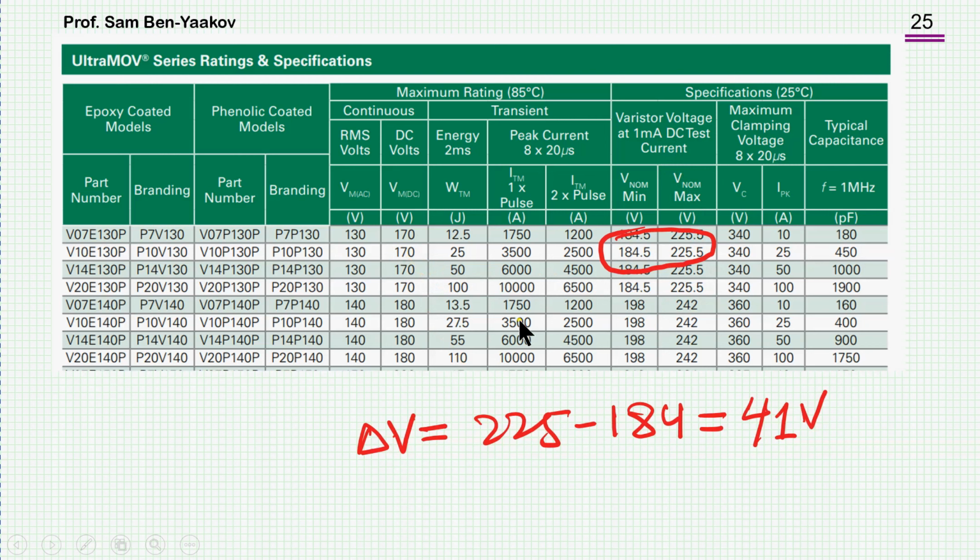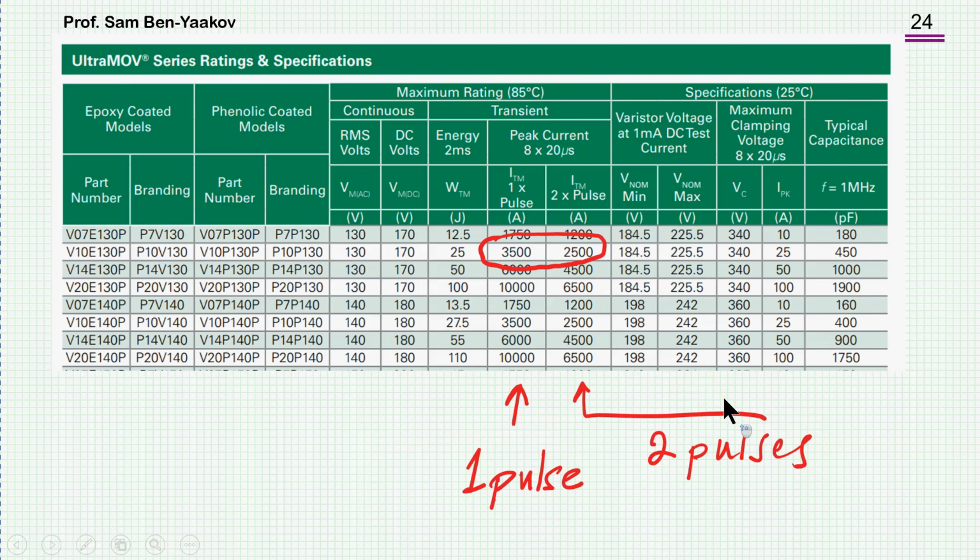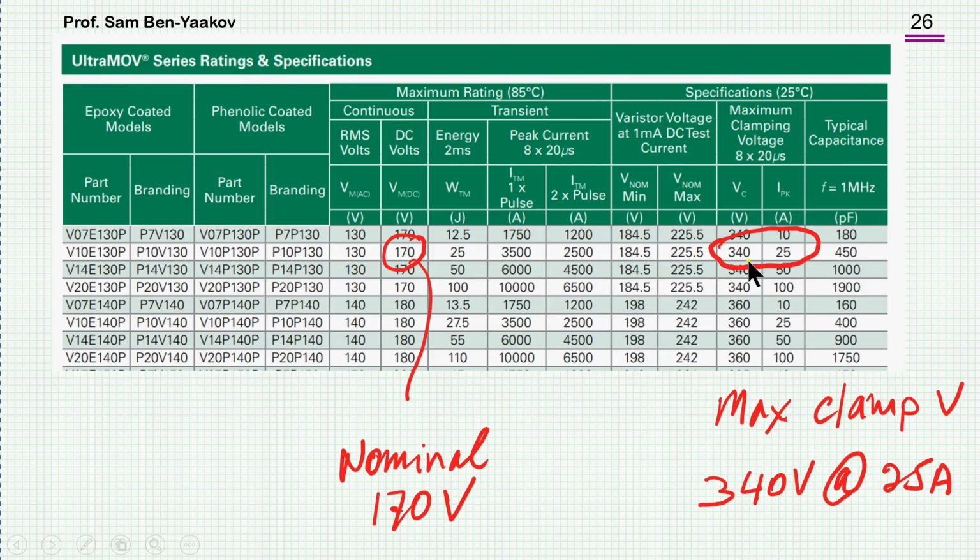So one has to take into account that these are not very accurate devices. The tolerances are quite a bit, but that's the way it goes. That's what we have. Then we have information about the clamping voltage. This is just an arbitrary current, 25 amp. It's a reasonable current that might occur in a system. And for this 25, the voltage will go up to 340.